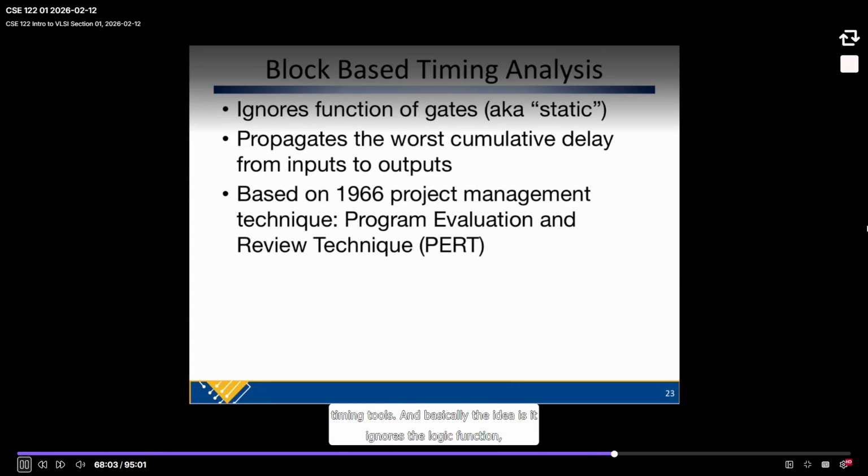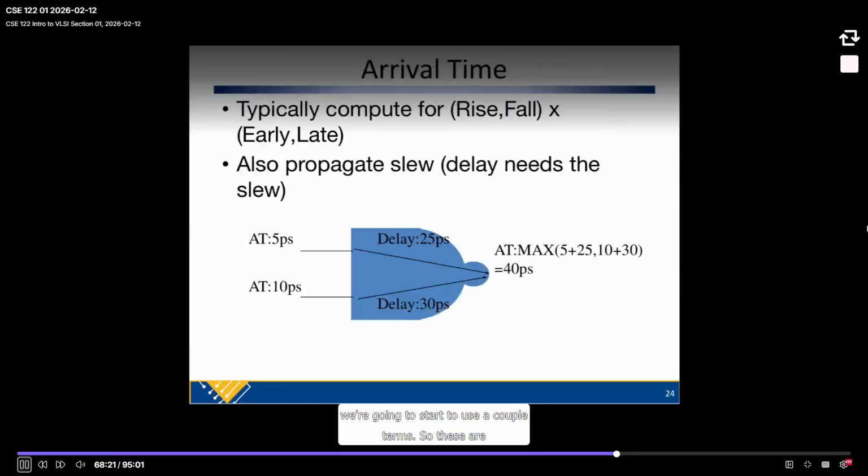Basically the idea is it ignores the logic function, it formulates this graph, and we want to propagate the worst delays cumulatively from the inputs to the outputs. I'll go over some exact examples of this. So what are the worst delays? Well, we're going to start to use a couple of terms. These are terms that are used throughout the industry. All the tools use the same terms, so it's interdisciplinary vocabulary. You should know this stuff. The one thing we compute is called the arrival time of a signal.